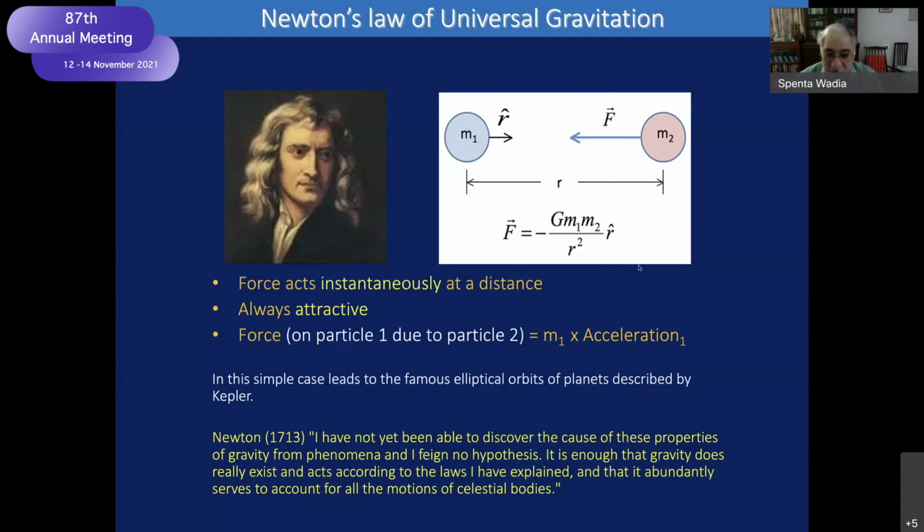It's always attractive. And if you apply Newton's law of motion to this interaction of two bodies interacting by the gravitational field, then you can understand the elliptical orbits of planets which were described by Kepler. Now, this law is, as we know from hindsight, valid when the velocities of these moving objects are much smaller than the speed of light.